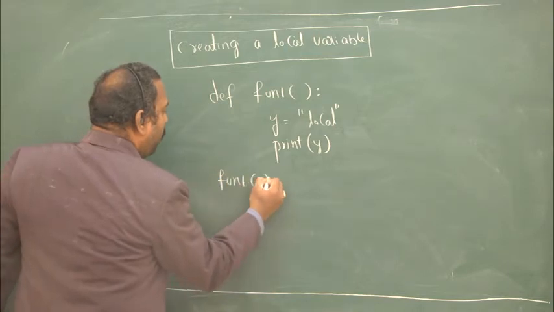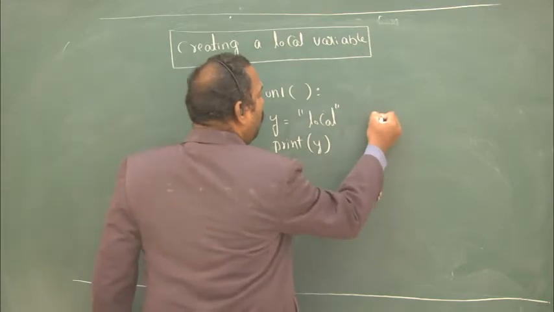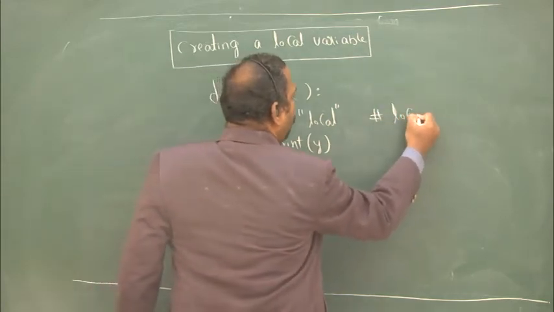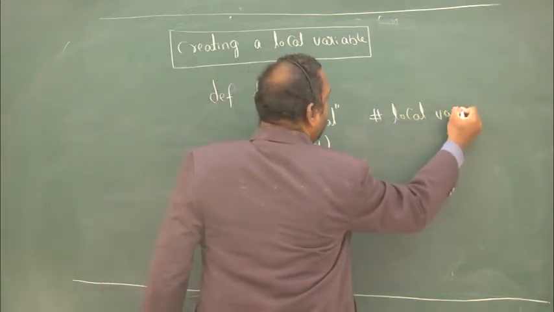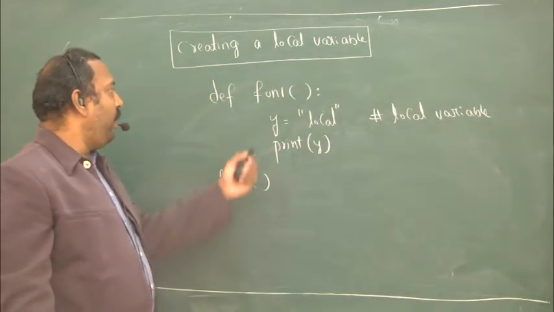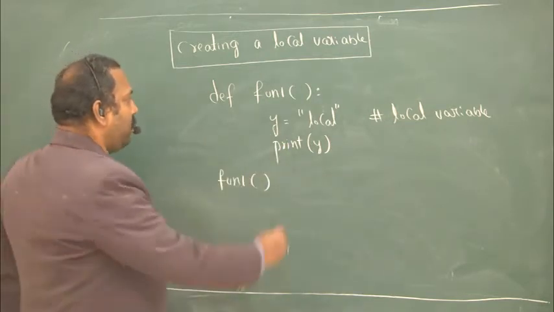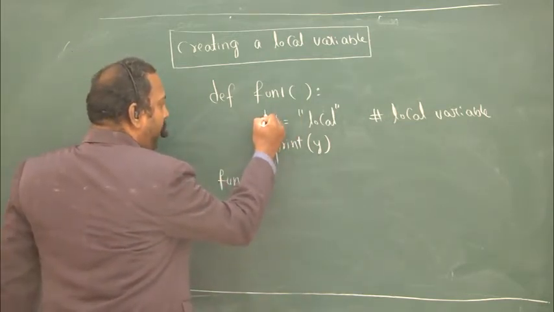So next what you have to do, you have to call the function, fun1. So this is the way of creating a local variable. This is called a local variable. Here you see defining the function fun1 and two statements. So you already know we have to follow indentation.